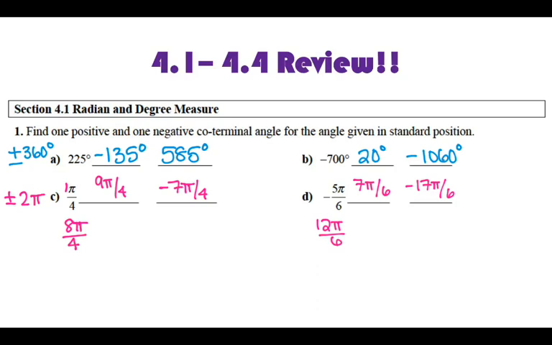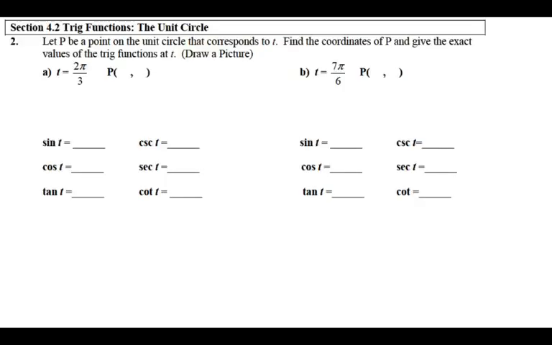All right, next up, 4.2. Let P be a point on the unit circle that corresponds to T. Find the coordinates of P and give the exact values of the trig functions at T. So it says draw a picture, so I should probably draw a picture. While I'm drawing my picture, I'm going to find my reference angle, and that's going to help me figure out my point, this piece right here.